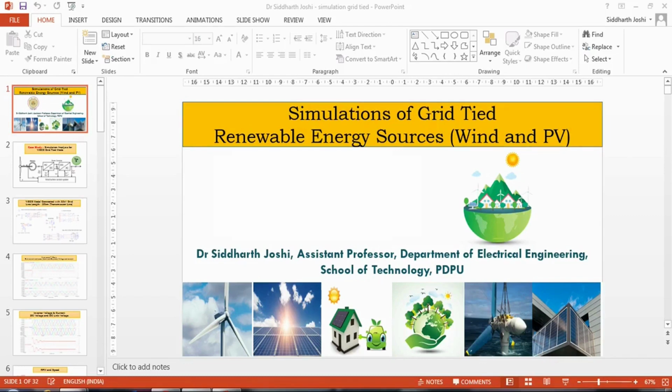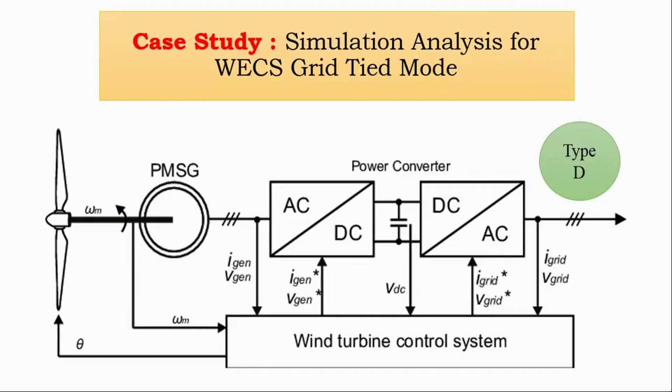So in this session, I have considered two sources. The first source that I am going to consider is wind, and the second is PV. I have used a simulation tool known as PSIM, and with some of my PG students, we are doing the simulations on grid type PV, and we have done the simulations on grid type wind. This is a typical example of a type D system.